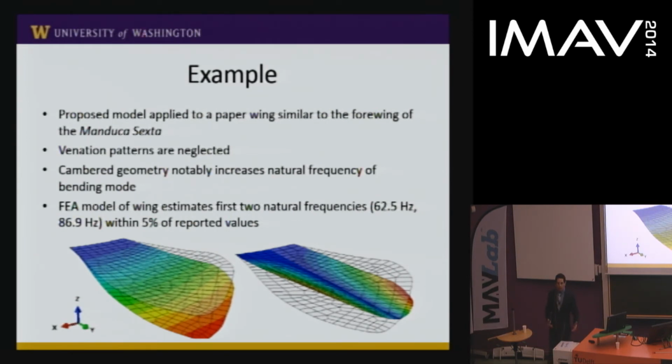So now that I've formulated this model, I'd like to show you how to apply it. To do so, we've dreamt up an example wing that's similar to the forewing of a hawk moth, Manduca sexta. I'd like to emphasize that the goal was not to perfectly emulate this wing, but to capture a couple of the essential characteristics, namely the first few natural frequencies.